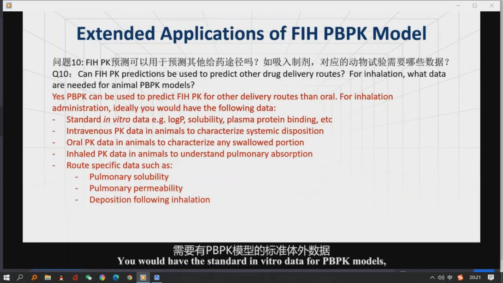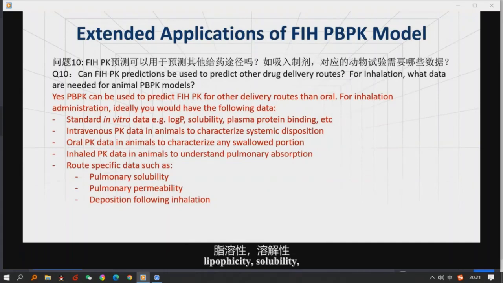So you would have the standard in vitro data for PBPK models, so lipophilicity, solubility, plasma protein binding, etc. You would also have intravenous PK data in animals to help characterize the systemic disposition. You would have oral PK data in animals to characterize any swallowed portion of the inhaled dose. You would also have inhaled PK data in animals to understand the pulmonary absorption. In addition, you would ideally have route-specific data such as pulmonary solubility, pulmonary permeability, and deposition following inhalation.